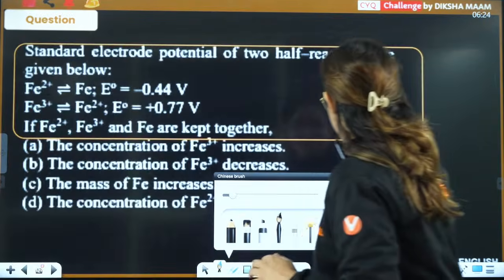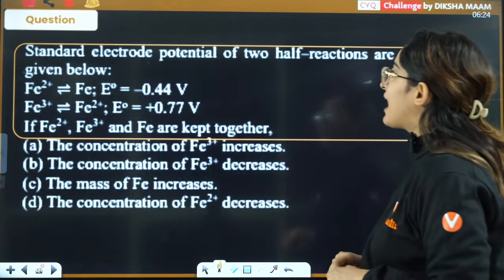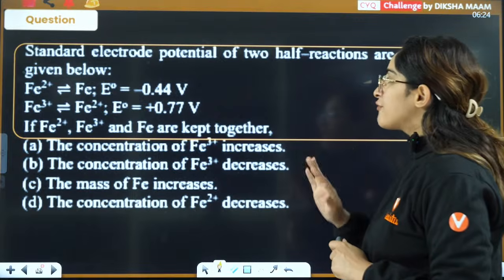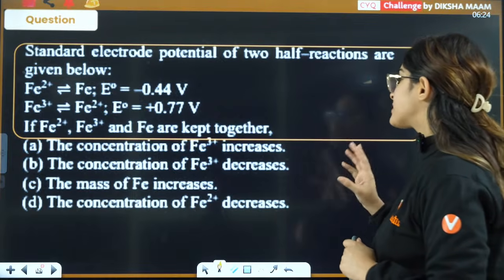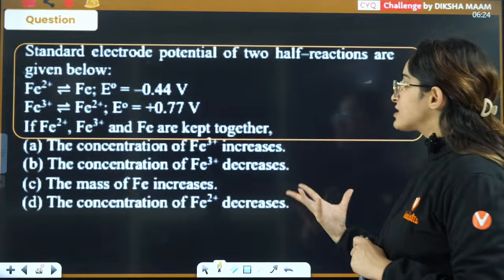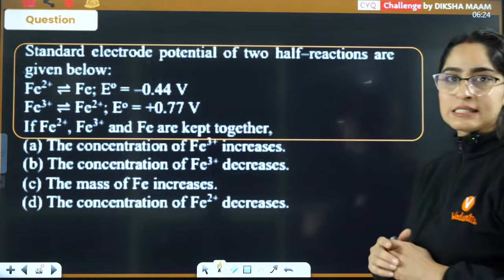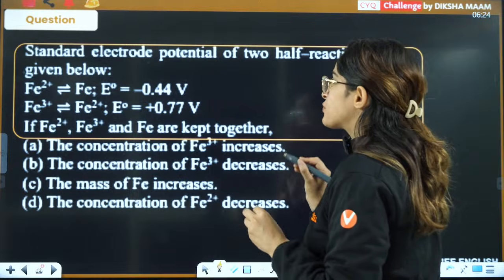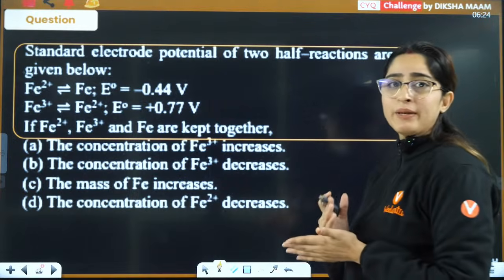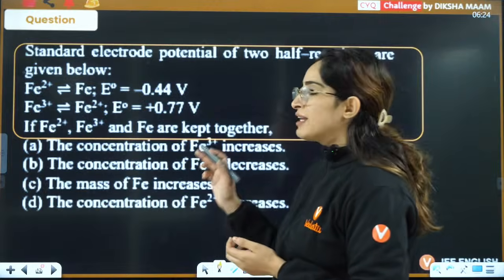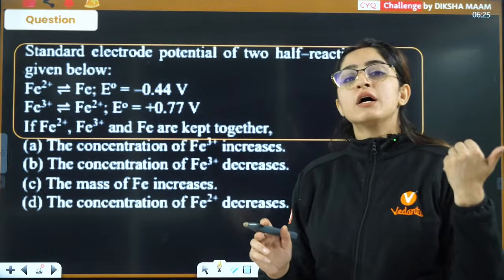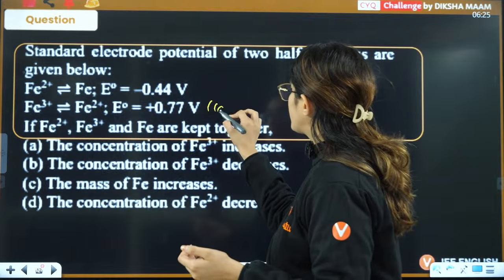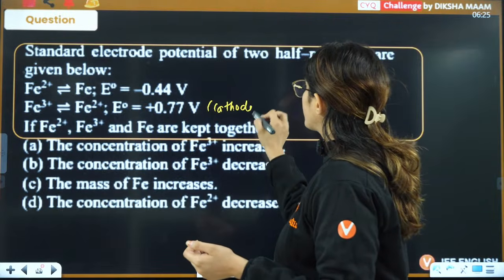So let's see the next one. Standard electrode potentials of 2 half cells are given to you. If Fe2 positive and Fe3 positive are kept together, the concentration of which one will increase? See, firstly, you have to see which one will behave as a cathode and which one will behave as an anode. The one with the higher value of electrode potential will behave as a cathode. So this will be your cathode and this is going to be the anode.